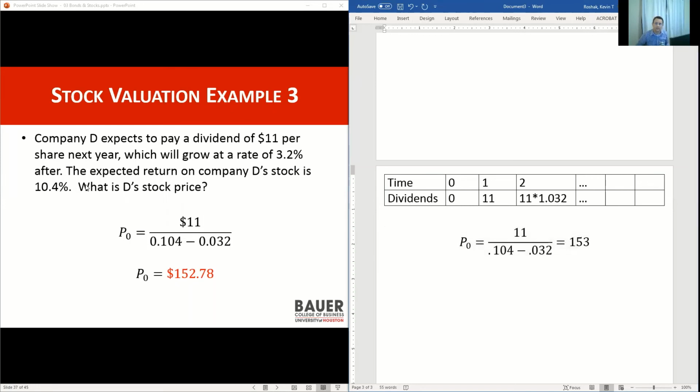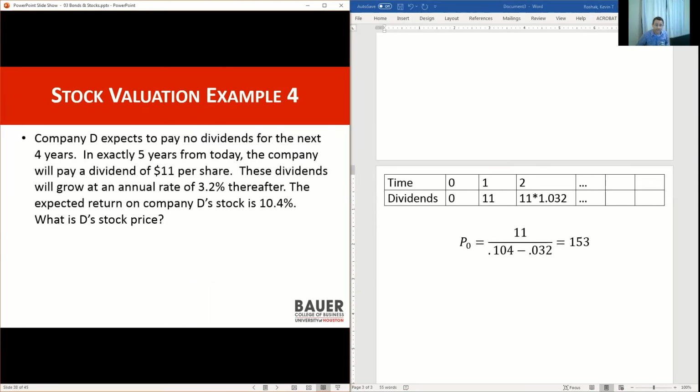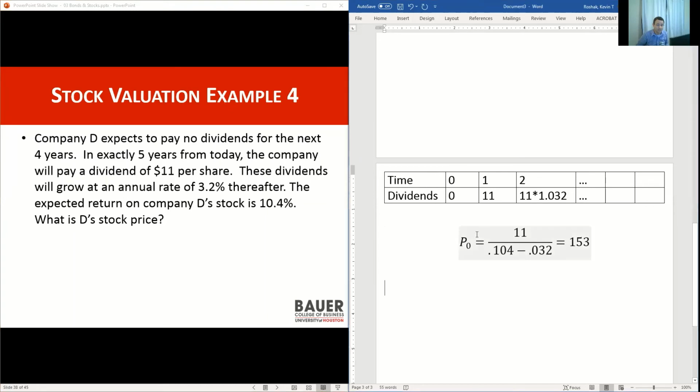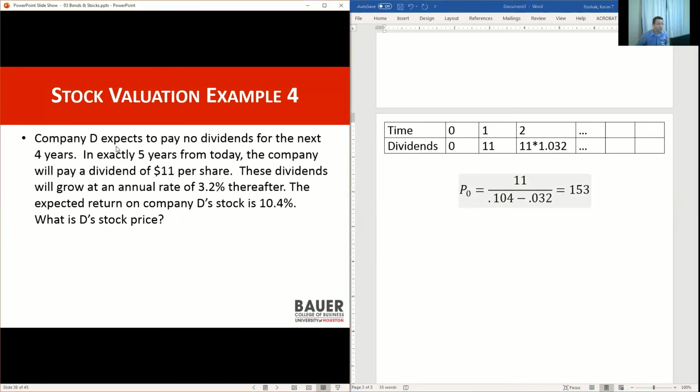Okay. Let's add a little bit of a twist to this example. Let's say that the dividends are delayed. So instead of getting dividends at time 1, now we don't get anything for 4 years. For 4 years, you just get 0 dividends. And then in 5 years from today, things pick up again. Now you're going to get that $11 per share starting at time 5 instead of time 1. Everything else is the same. We're still going to grow the dividends at 3.2% after that, and we're still going to have that discount rate on the equity of 10.4%. Now we have to find the price for the stock.